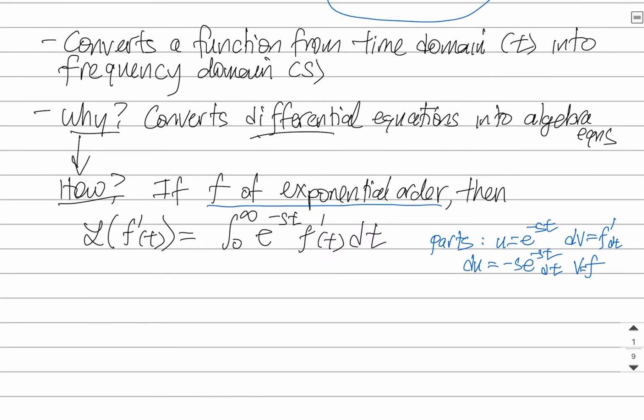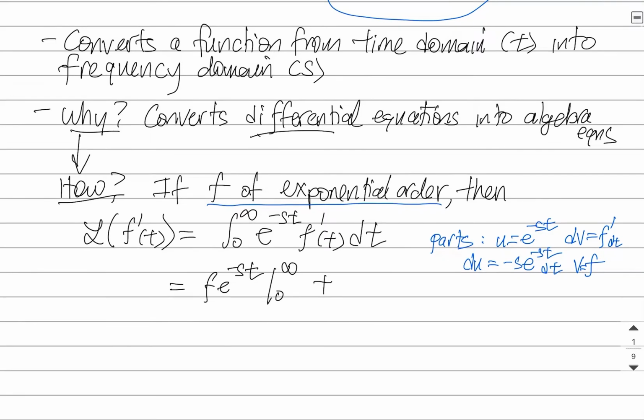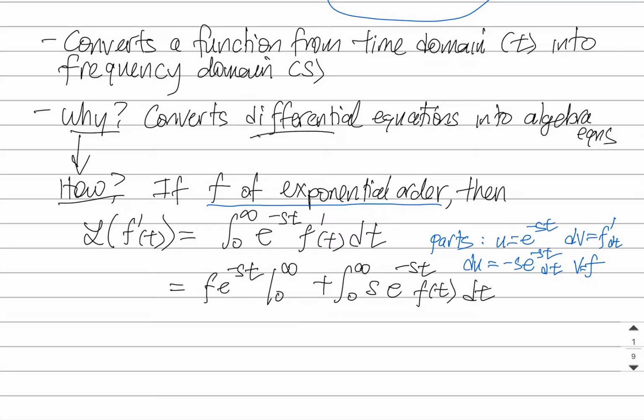So when we use integration by parts, we'd have our uv, so we'd have f e to the minus st. This has to be evaluated from 0 to infinity. Subtract the integral of v du. Now with the negative sign there, that becomes a positive, and we'll have s e to the minus st. This is a constant with respect to the integration variable. And that thing in the integral is just the Laplace transform of our function.